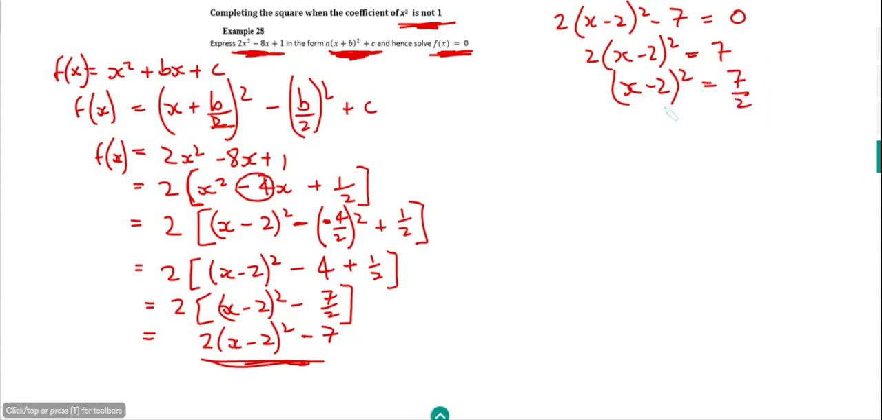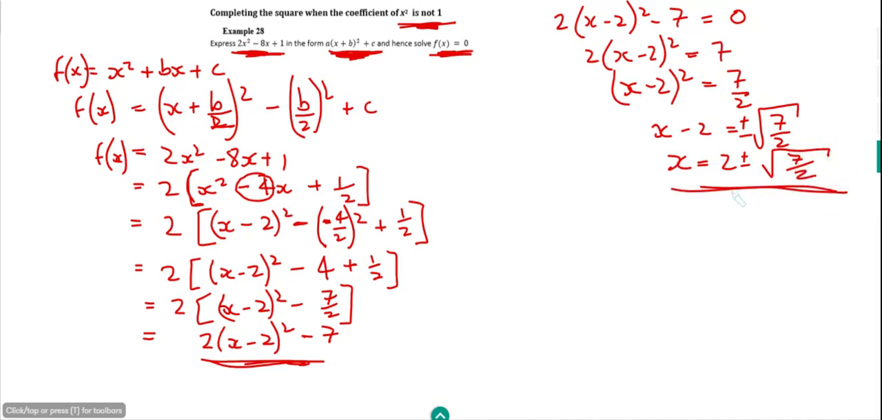Then we could square root. So I've got x minus 2 equals square root of 7 over 2. Not forgetting that we can have a plus or minus answer to that one, and then I would add the 2 there, so I'd end up with x equals 2 plus or minus square root of 7 over 2. So that's how we could use the completed square method to solve this equation.